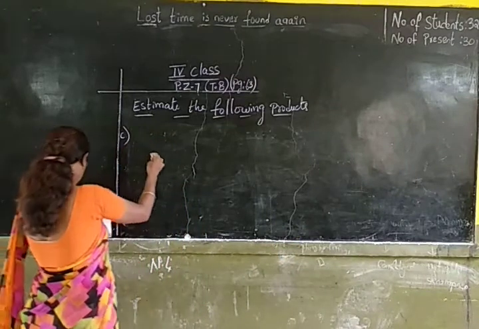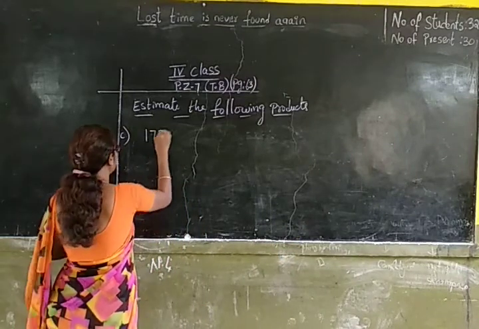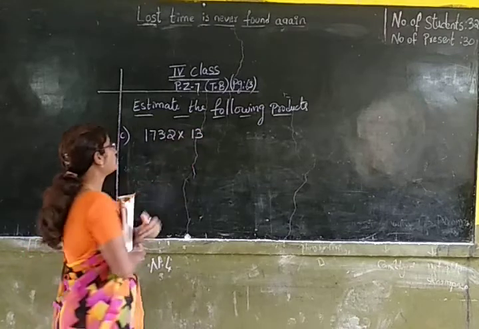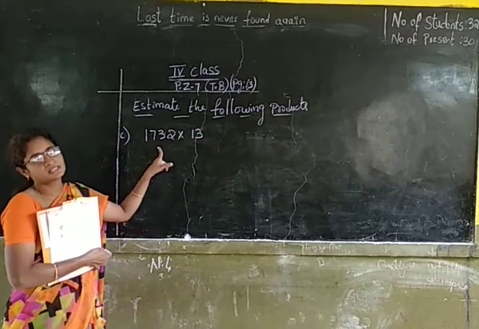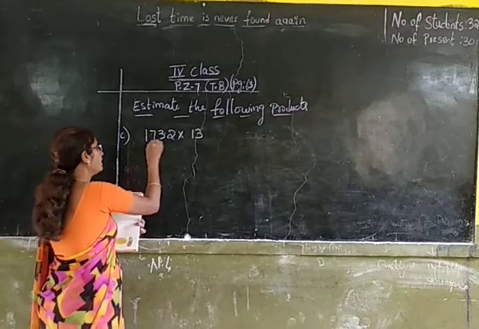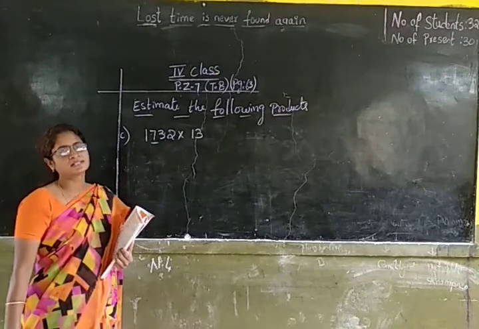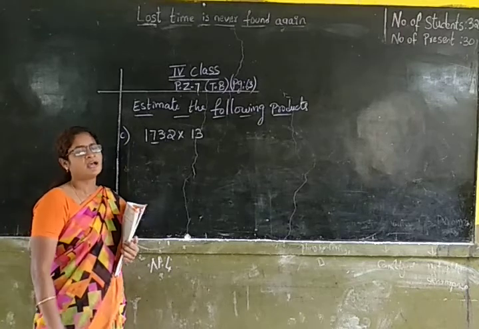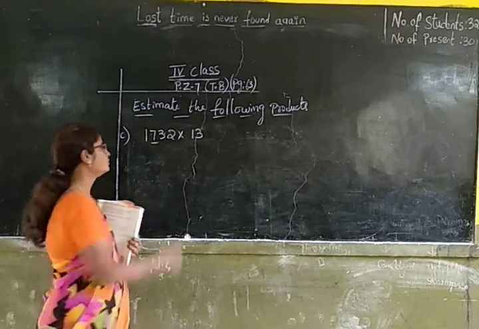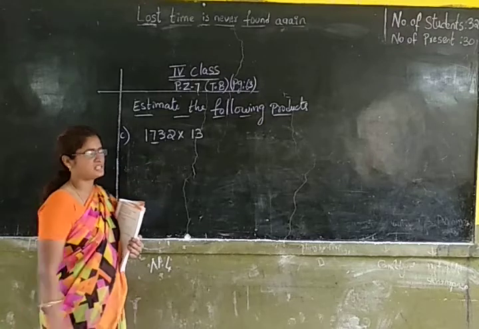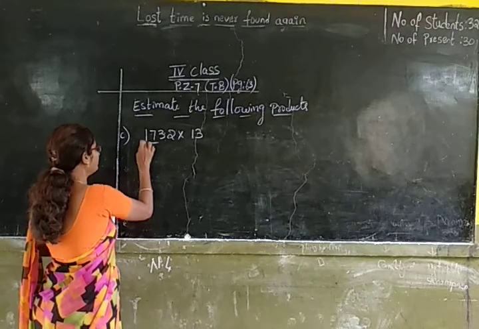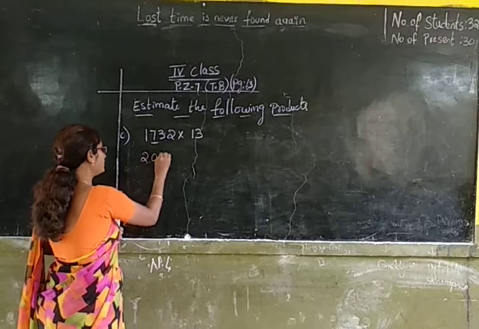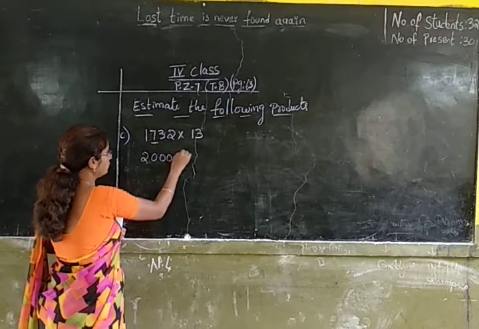The C sum is 1732 into 30. Now let us round off this number to the nearest thousands. For that we have to underline the digit at its hundreds place. Here the digit at its hundreds place is 7 and it is greater than 5. So you have to add 1 to the next number. So when you add 1 to the next number, this will become 2 and this whole number will become zeros. So it is 2000.